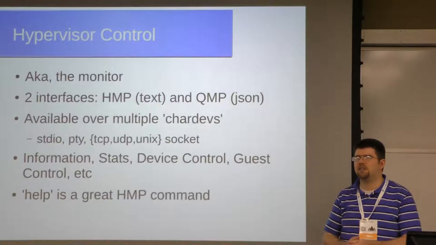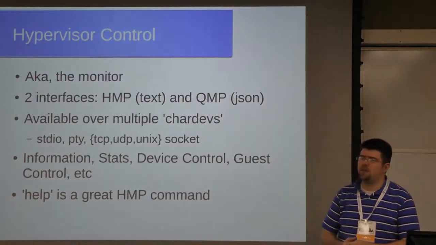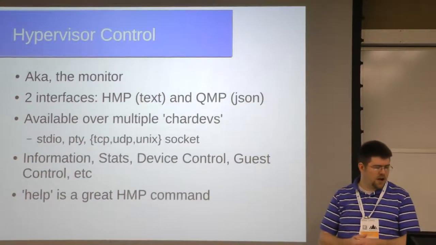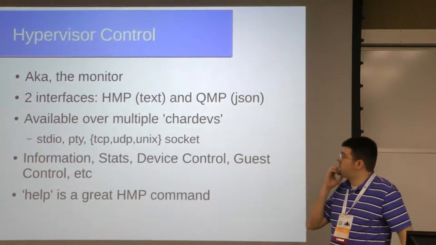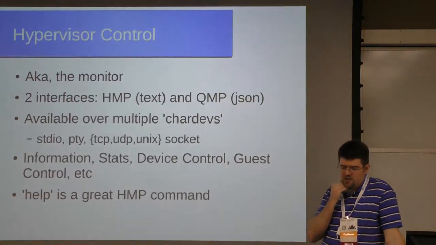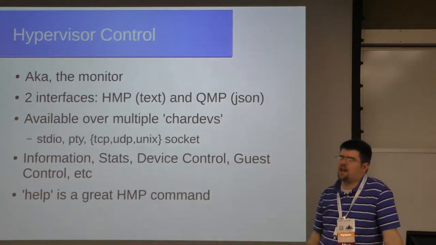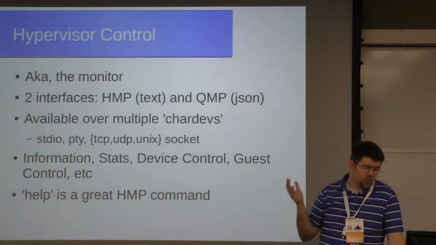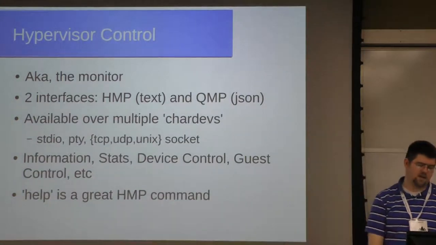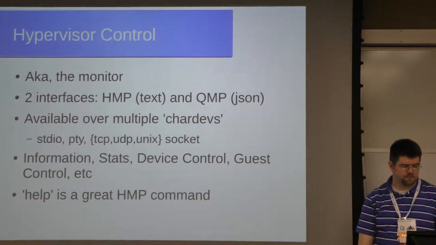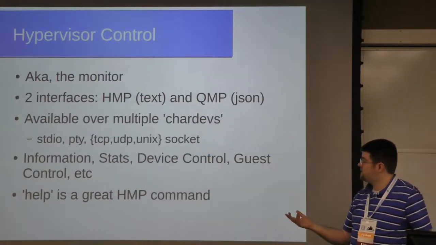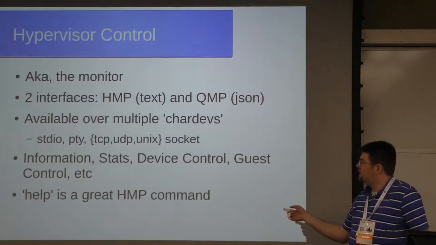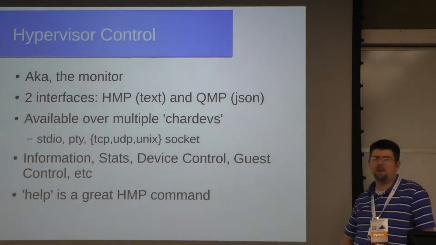Libvirt actually, by default now, uses the QMP interface over the human monitor protocol. You can attach it to multiple different what's called chardevs, which is just a character device, and you can use standard I/O, you can use a new PTY or sockets of various types. And there are many things you can do with it. And when you're talking to the monitor on the HMP protocol, help is a great command.